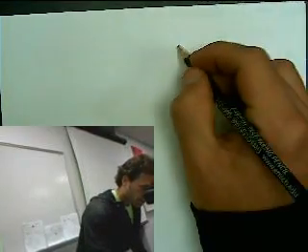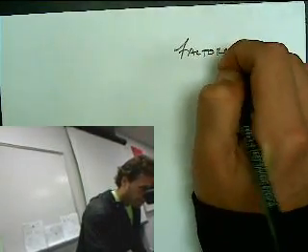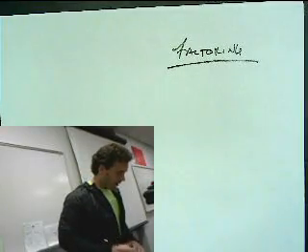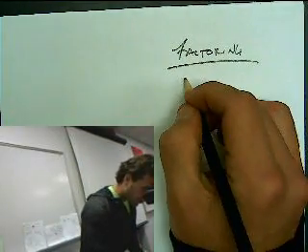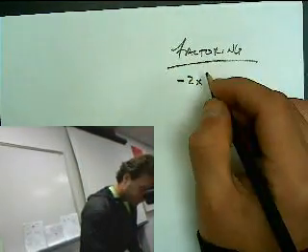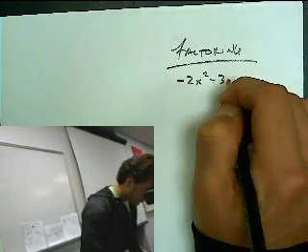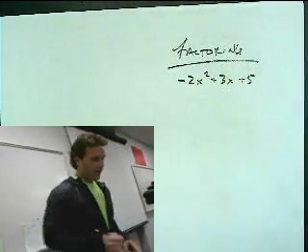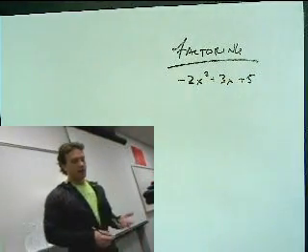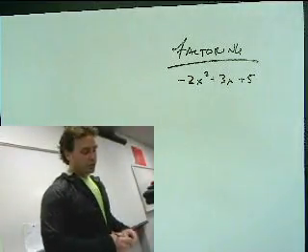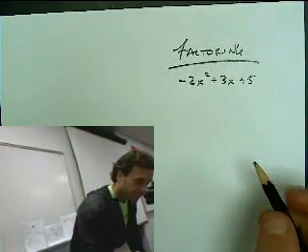Alright, so we're going to kick things up a little bit with a more difficult problem here with factoring. We're still going to use our box method that we did for the last problem, but we're going to change it up. We're going to use negative 2x squared plus 3x plus 5. Now, in order to do the box method, we can't have a negative leading coefficient. So we have to factor out a negative 1.